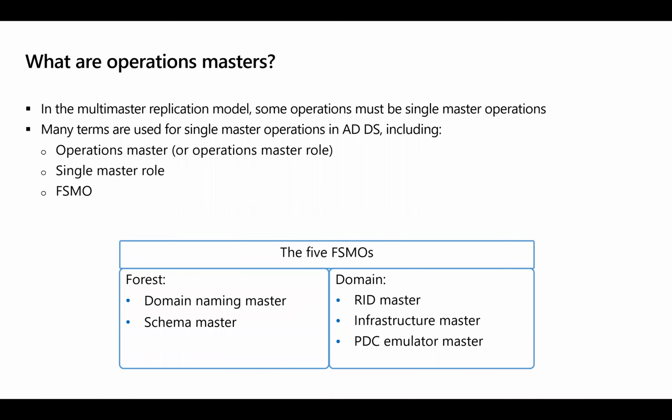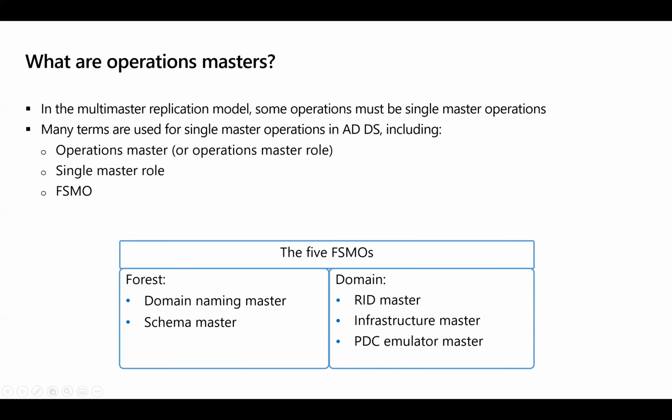RID master, or relative ID master, provides a pool of RIDs for each DC. Remember, you have a security ID for each user. When you create a user, it has a unique ID. And the one responsible for assigning unique IDs, such as global unique identifier, relative ID, and security ID, is the RID master. What does RID master do? Assigning security IDs. So what will happen if this one is off? You won't be able to create users.